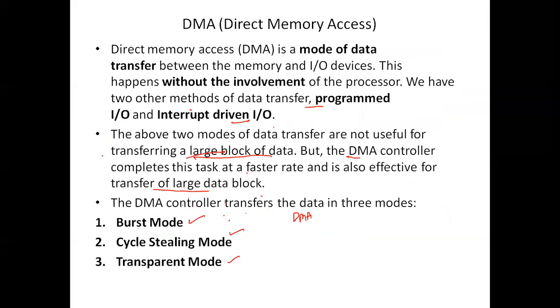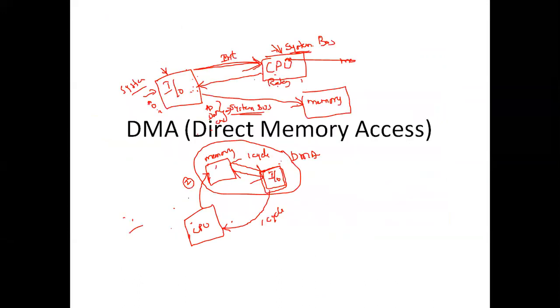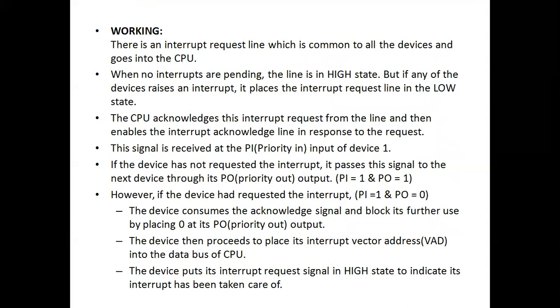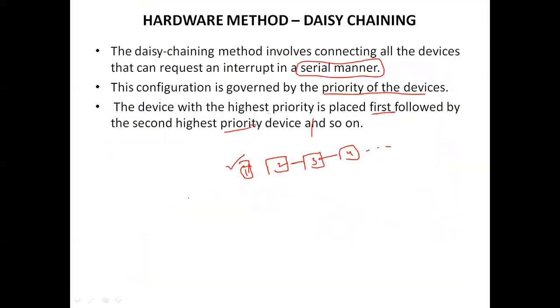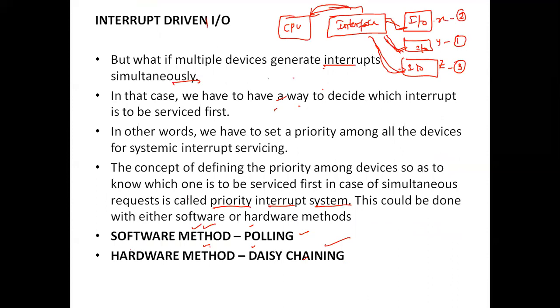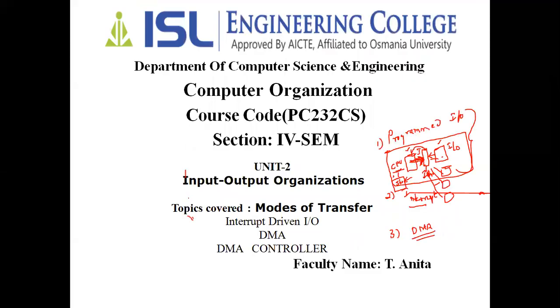And these are the three modes of data transfer: the burst mode, cycle stealing mode, and transparent mode. And previously we saw interrupt driven IO, with the software method, which is polling, and the hardware method, which is daisy chaining. That's all for today's class, students. With this you have completed the different modes of transfer.